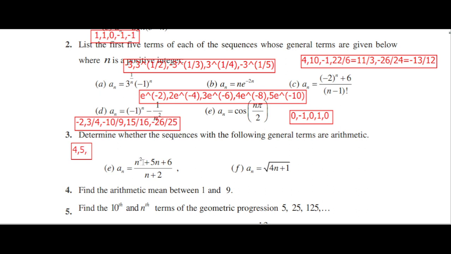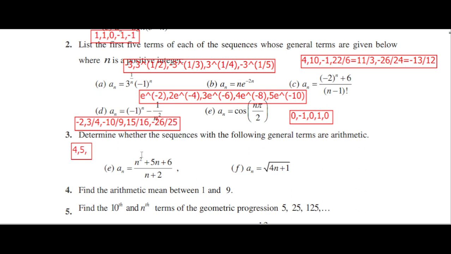When you substitute 2 here, 2 squared is 4, plus 5 times 2 is 10, plus 6, over 2 plus 2. 4 plus 10 is 14, plus 6 is 20, over 4, which is equal to 5. That's correct. Now let's substitute 3.